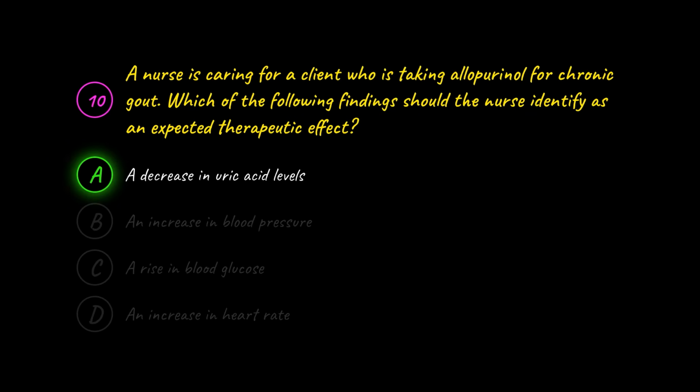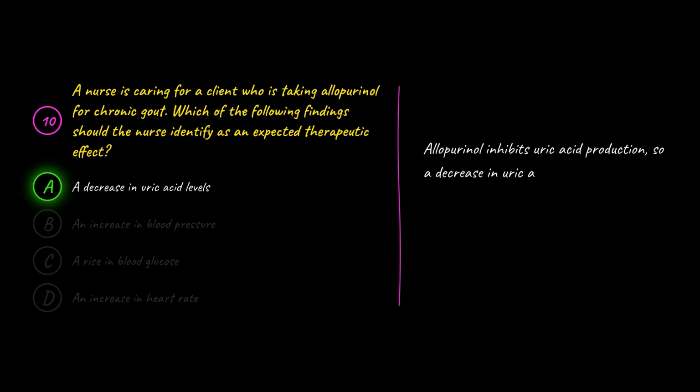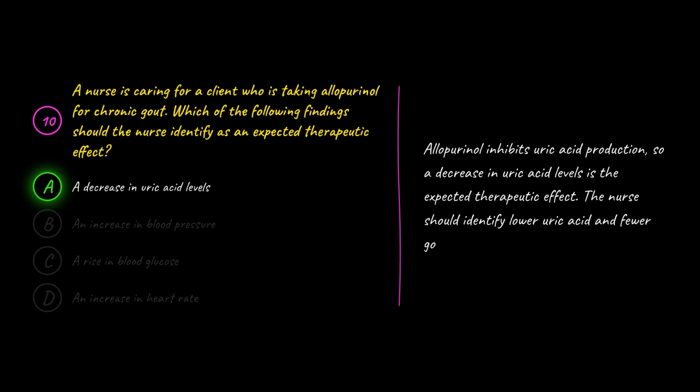The correct answer is A, a decrease in uric acid levels. A is correct because allopurinol inhibits uric acid production, so a decrease in uric acid levels is the expected therapeutic effect. The nurse should identify lower uric acid and fewer gout attacks as evidence that the medication is working for the client.